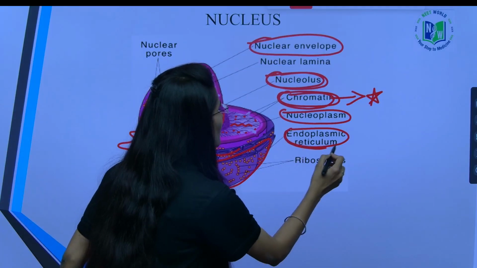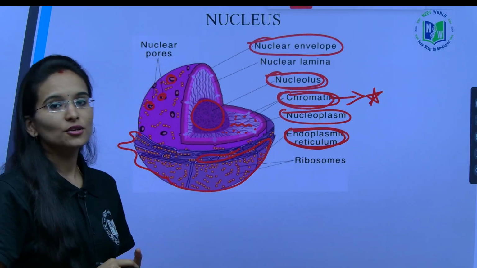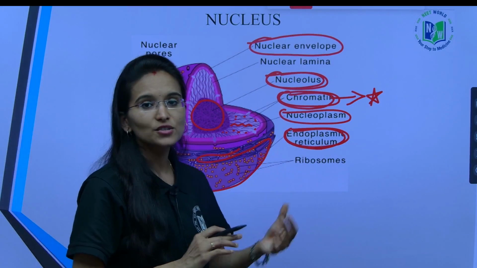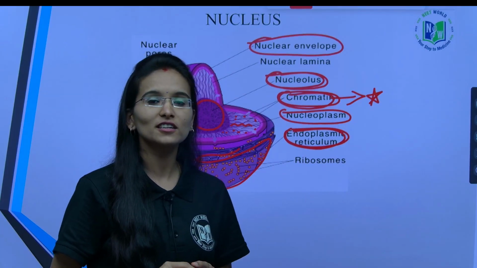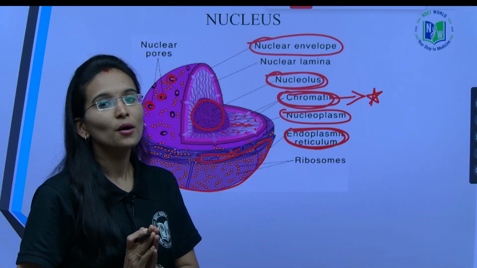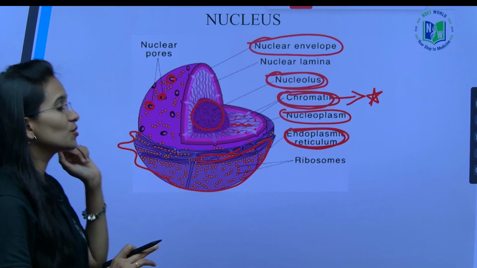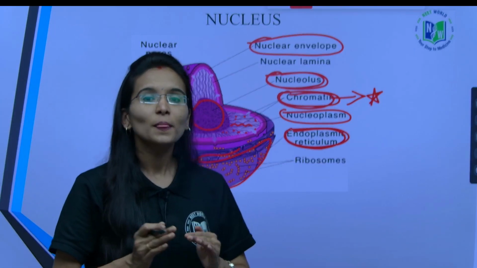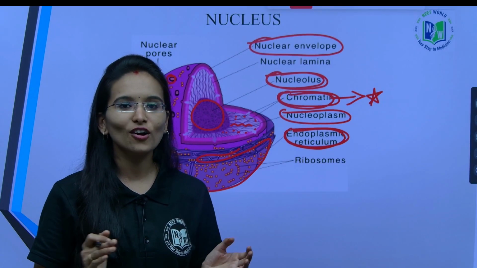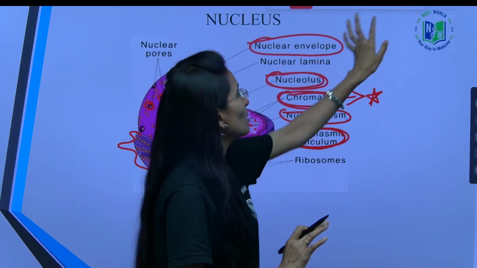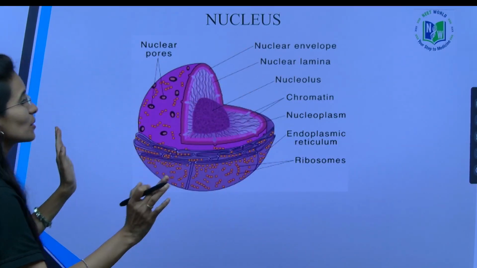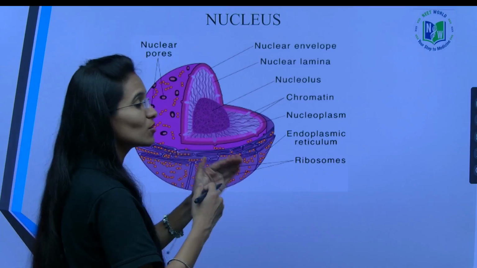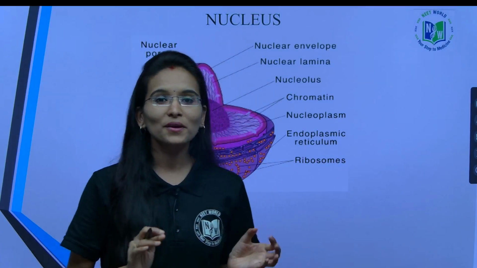This one is the endoplasmic reticulum where the ribosomes are attached to it, hence it is called rough endoplasmic reticulum, which is involved in the synthesis of proteins. And these are the nuclear pores, which are involved in transporting the proteins in and out of the cell. So this is just about the nucleus. You have to remember all these concepts. At the end we are going to solve the PYQs.